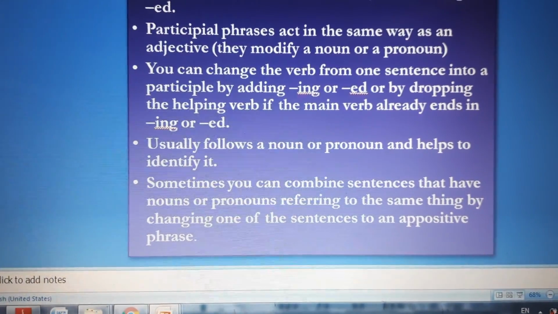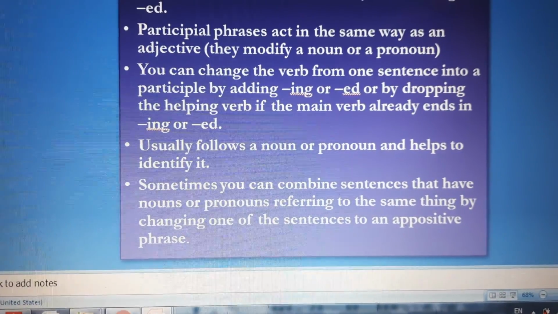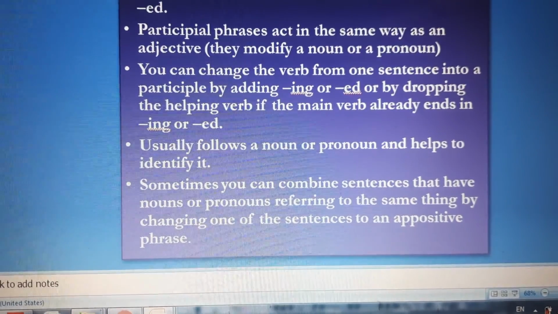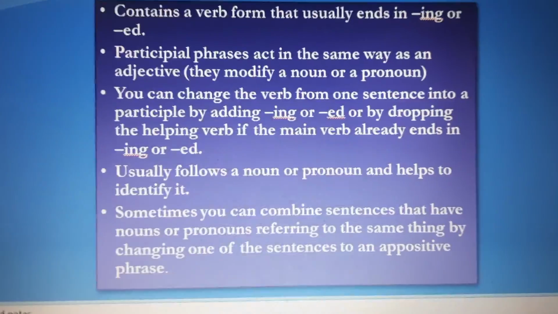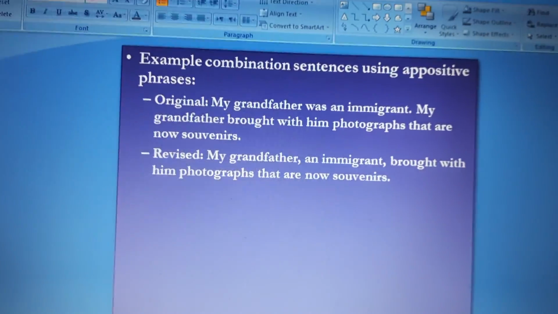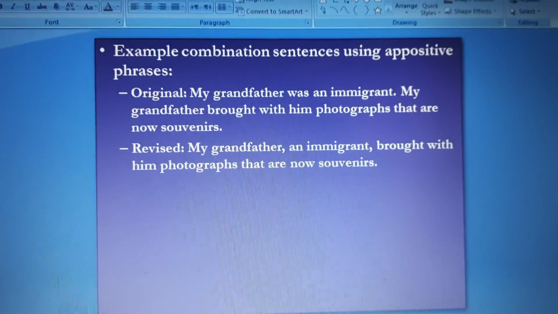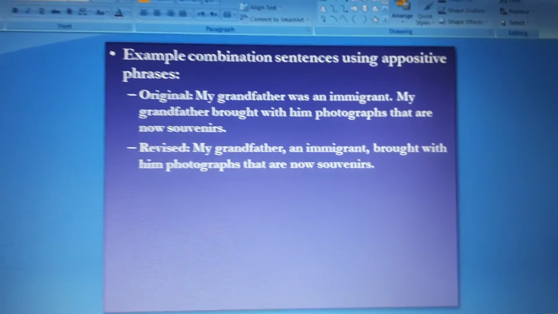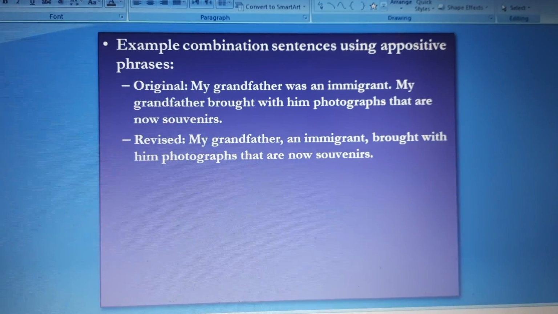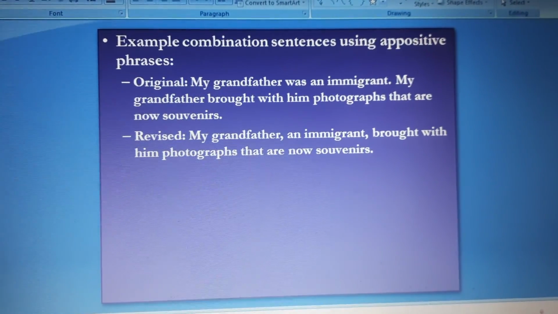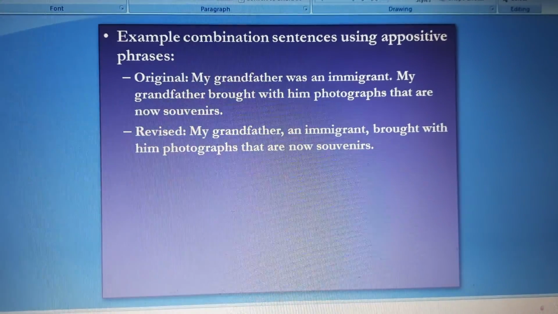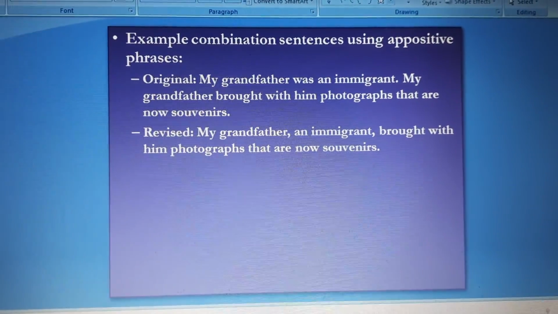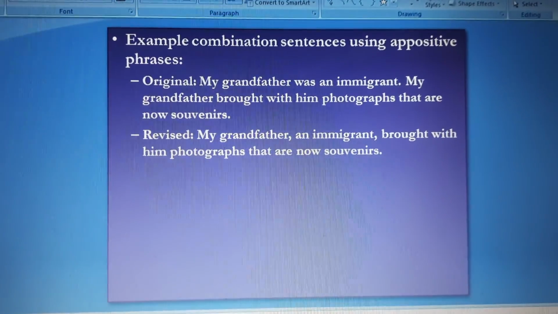Sometimes you can combine sentences that have nouns or pronouns referring to the same thing by changing one of the sentences into an appositive phrase. I'm going to show you an example. So here, an example of combining sentences using an appositive phrase. The original: my grandfather was an immigrant. My grandfather brought with him photographs that are now souvenirs. Revised: my grandfather, an immigrant, brought with him photographs that are now souvenirs.